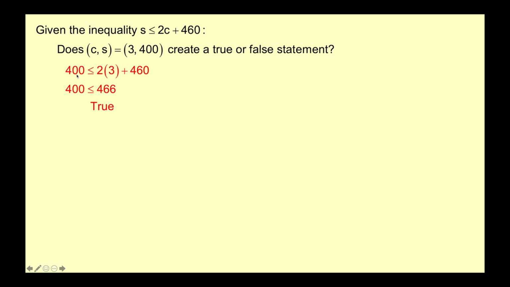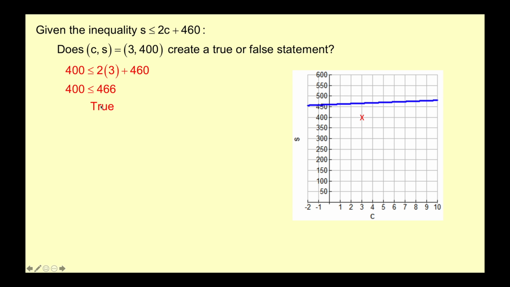So I get 400 is less than or equal to 2 times the value for c, which is 3, plus 460. From there, I end up simplifying the right side to give me 466. So is 400 less than or equal to 466? Yes, that means it's a true statement.